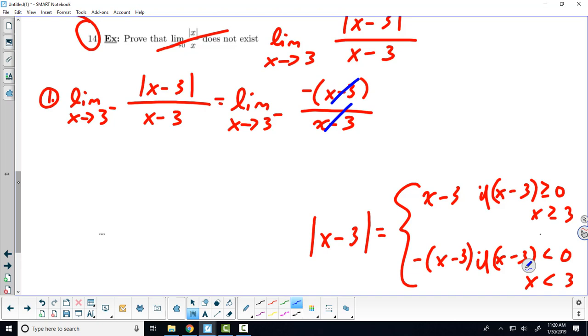I can cancel these out now, these two factors. What am I left with? The limit as x approaches 3 from the left of -1, but that I'm taking the limit of a what? A constant. What is the limit of a constant? It's just the constant. So I just showed that the left-hand limit for this function is -1. Let's repeat it for the right-hand limit.